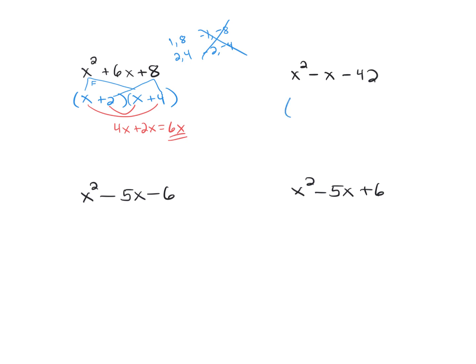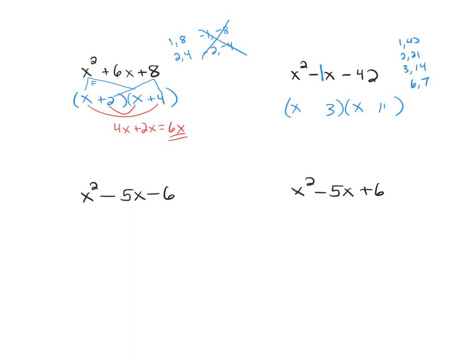Next one, I put my parentheses down. I'm going to stick a 1 there, because remember, if there's no number, there's a 1. So it's x and x. Oh boy, 42. I got 1 times 42, 2 times 21. Let's see, 3 times 14, and 6 times 7. Okay, I got 4 things I got to try there. Okay, let's try something here.